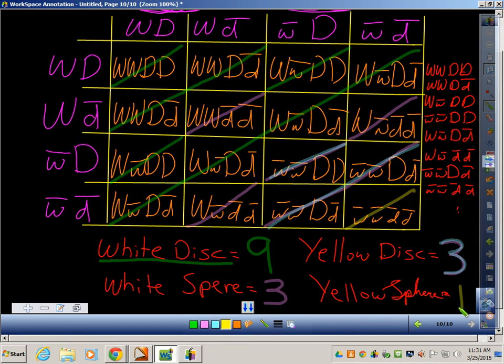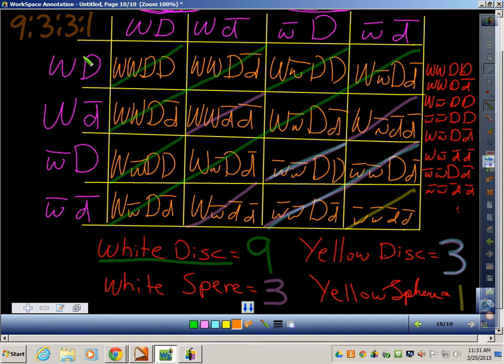So the phenotypic ratio is kind of, it's not easy, but it's not as hard. It's 9 to 3 to 3 to 1 is the phenotypic ratio of a dihybrid cross. That's fun, isn't it? No?